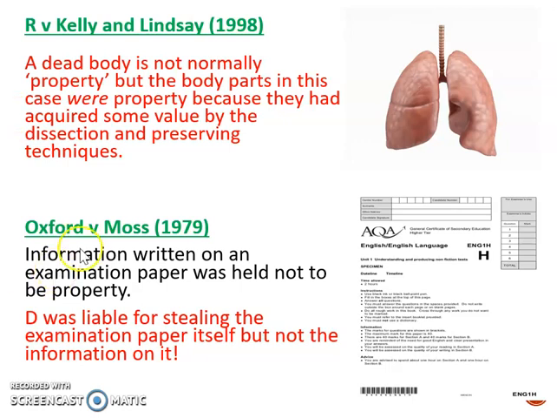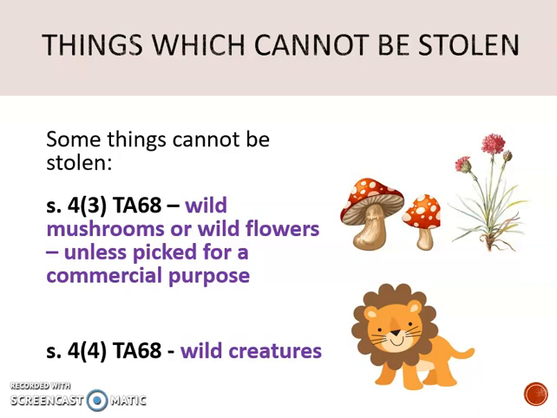Then we've got the case of Oxford and Moss, which tells us that information on an exam paper is not property for the purposes of theft, so you cannot steal confidential information, but you can steal the paper that it's written on. Section 4 of the Theft Act also lists some things which cannot be stolen. So under Section 4.3, a person who picks wild mushrooms, flowers, or foliage growing wild on any land won't be liable for theft unless they're going on to resell them for commercial reward.